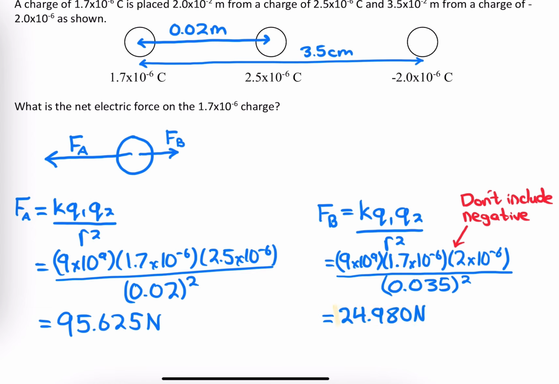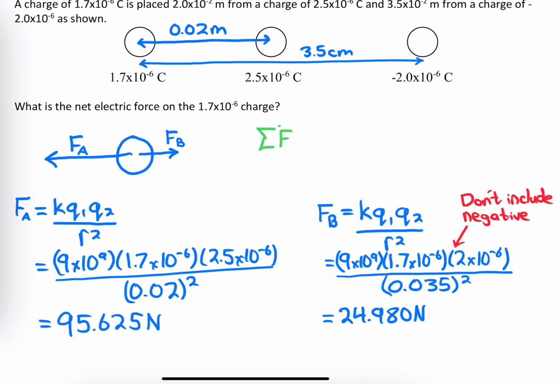So let's look back at what the question was actually asking us. It wants to know what the net electric force is on this charge here, the one I drew in my free body diagram. So the net force means I'm going to have to take these two and add them together. So let's do that back up here near the start of the problem.